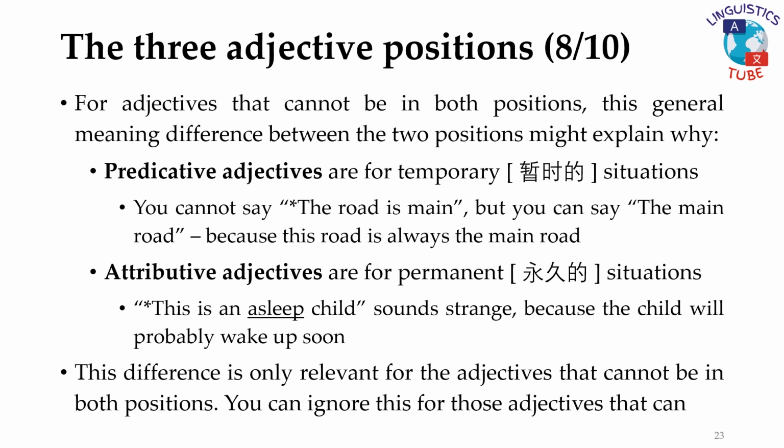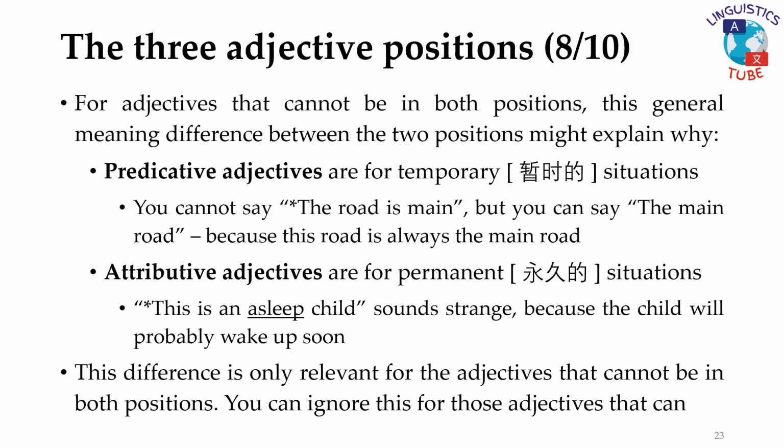If you encounter one of the few adjectives that cannot be in both positions, then this general meaning difference might be able to explain why the adjective is either attributive or predicative. Generally, if that adjective is only predicative and not attributive, it is because the situation it describes is temporary. Secondly, if you encounter an adjective that is only attributive, it is because the state it describes is permanent.